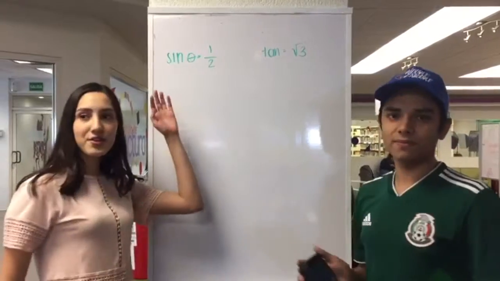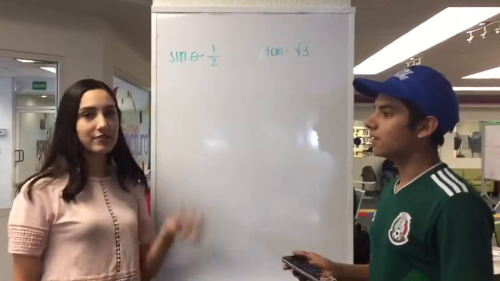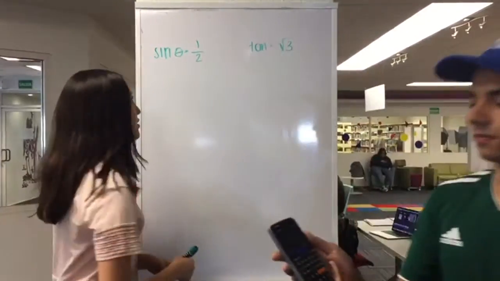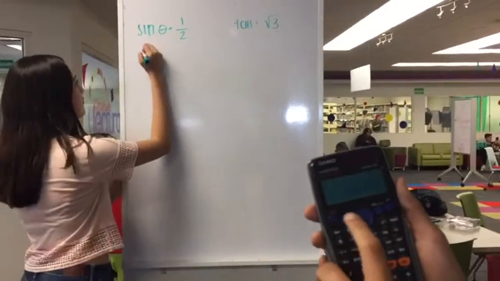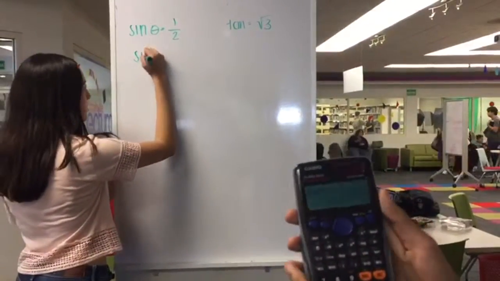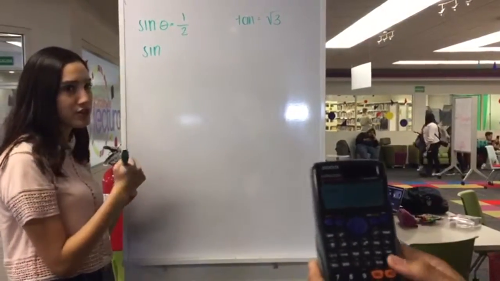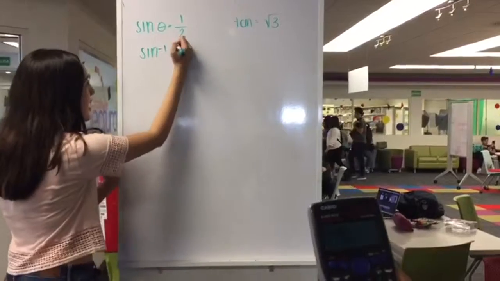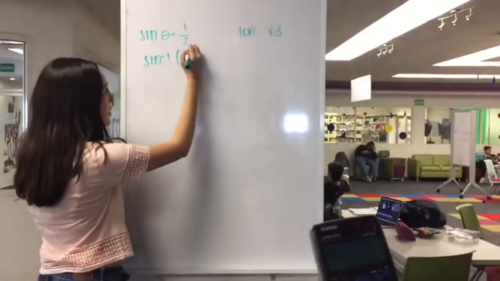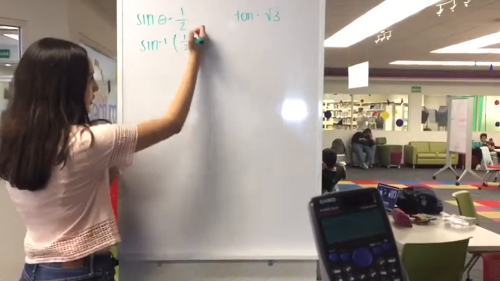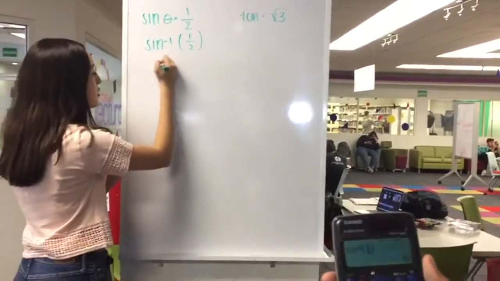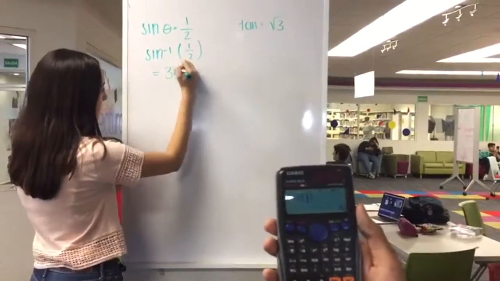When they give you a trigonometric function, but you want to have the answer in degrees, you have to do the following in your calculator. First, you have to press shift and your trigonometric function. In this case, it's sine. So it will give you sine to the -1. And in the parentheses, you're going to write down the problem. In this case, 1/2. And you have to close parentheses. And the answer will be 30 degrees.